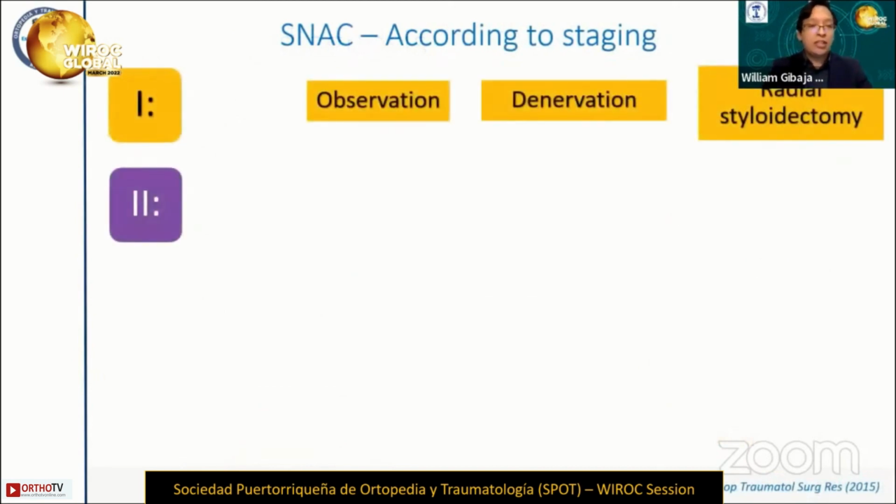So according to the staging, if there is a SNAC 1, you can either observe, you can do denervation of the posterior interosseous nerve, that's an option, or do only a radial styloidectomy. Also, if there is only radial styloid osteoarthritis, you can perform a treatment for a scaphoid nonunion and still get a good outcome.